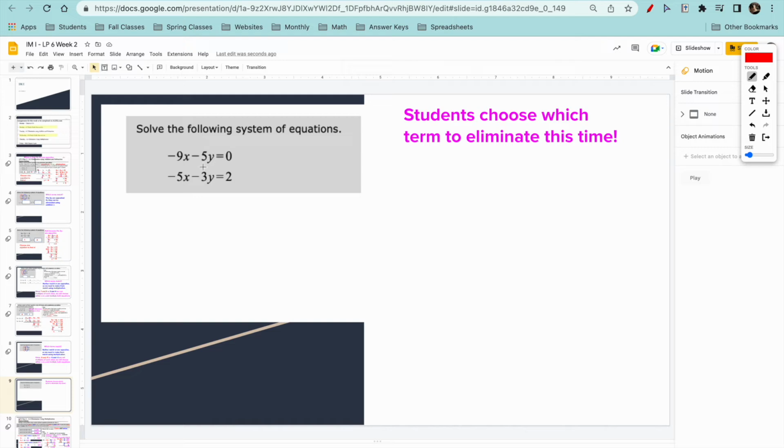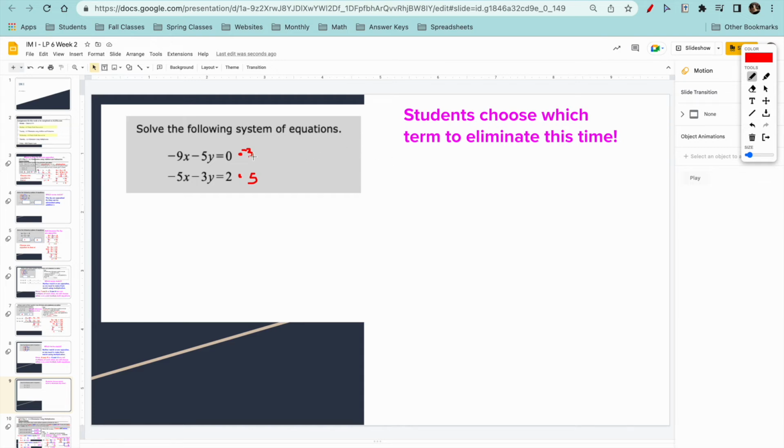This time we'll look at the y's. So I'm going to multiply this whole equation by 3, and I'm going to multiply this whole equation by 5. One thing I do want to note on here is they're both negative. So if I want them to be opposites, I can choose one of them to be negative when I multiply, so it flips it to a positive. You don't have to do this step, but then that way they end up being opposites of each other.